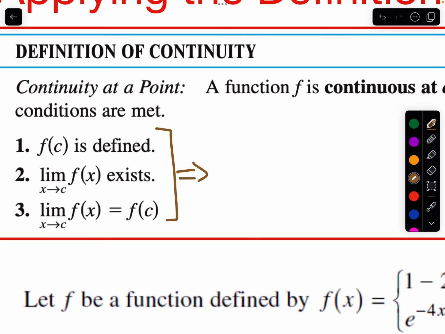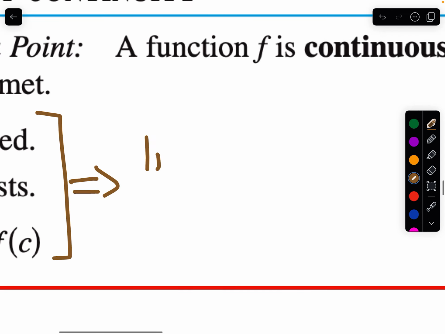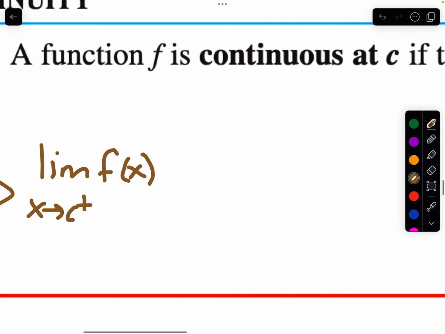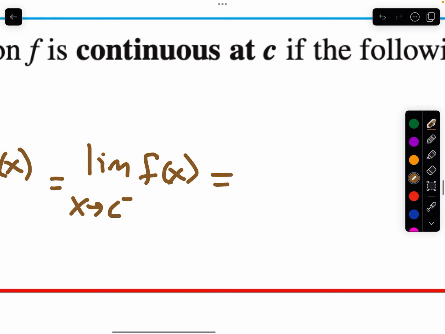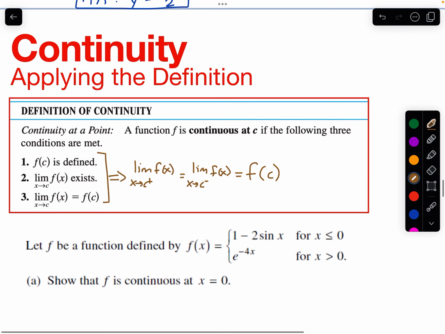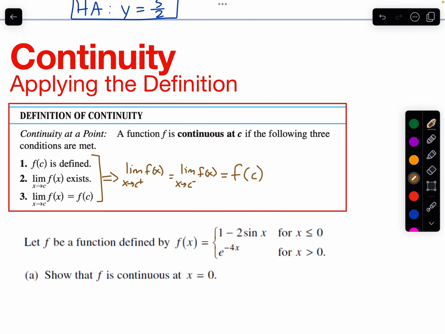Now I'm going to add to this just kind of an extended version of this definition. We need the two-sided limit to exist. We need it to equal f of c. For the two-sided limit to exist, the one-sided limits have to be equal. And oftentimes we have to establish that, and so I want to add that to my notes here. We need the limit as x approaches c from the right to be equal to the limit as x approaches c from the left. That would establish that the two-sided limit exists, and then we need that to be equal to f of c.